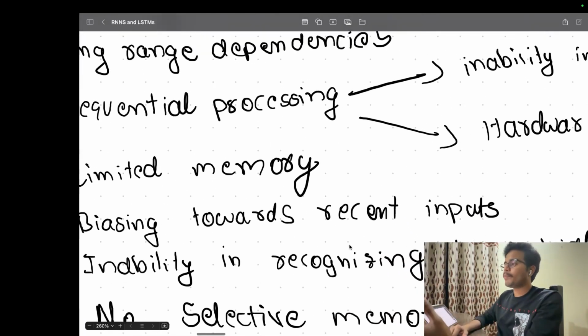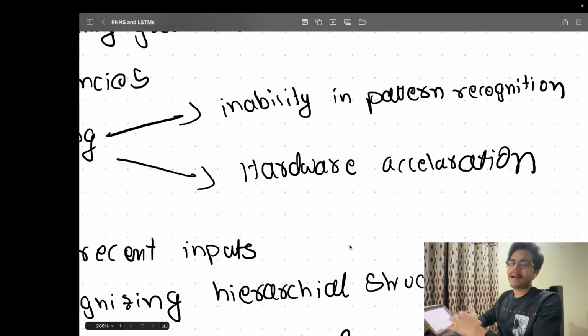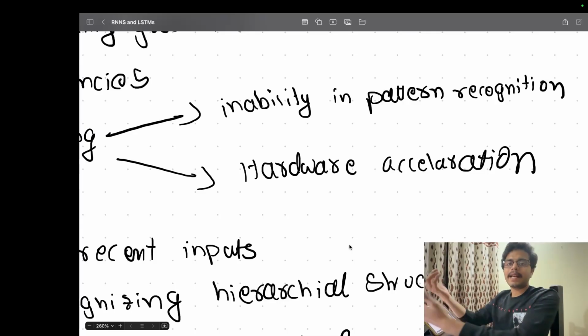And with this sequential processing, we have two problems. One is the inability in pattern recognition, as I just explained. There is no contextual dependence that is not sequential. And also, there is a problem with hardware acceleration. Because RNNs process data sequentially, they cannot take advantage of GPUs.